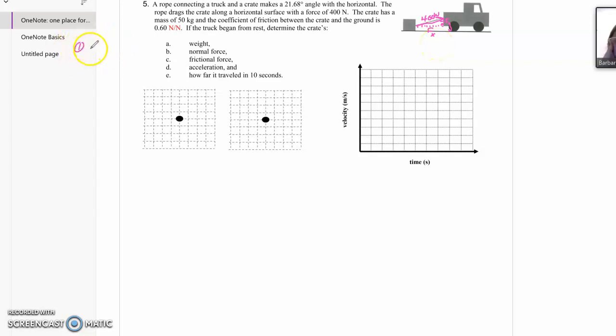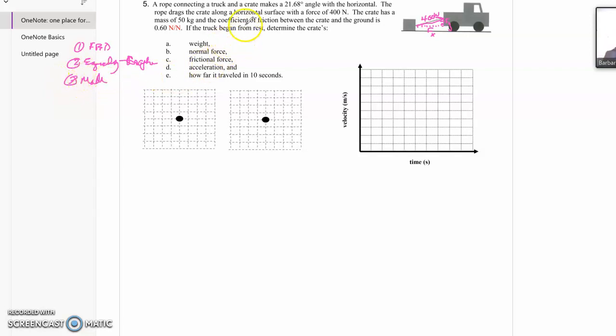Again, what do I want to do? I want to do a free body diagram. I want to do equality and graphing annotations, and then I want to go to the math.